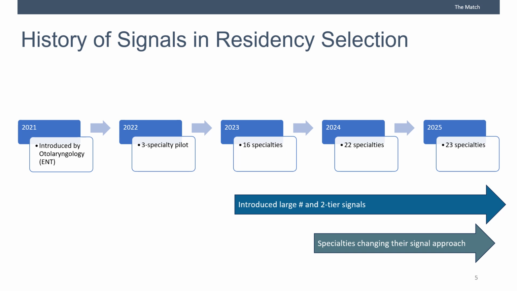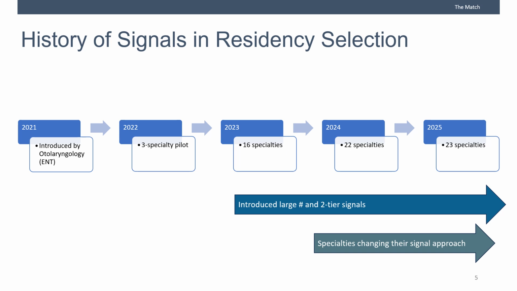Preference signals have been used in other industries to optimize selection, most notably in economics. They were first introduced to residency selection by Otolaryngology in the 2021 cycle. Building off Otolaryngology's pilot, AAMC began piloting program signals with 3 specialties in 2022 and 16 specialties in 2023. In 2023, we also began exploring large number and 2-tier approaches to signaling. Program signals opened to all specialties for the 2024 cycle.